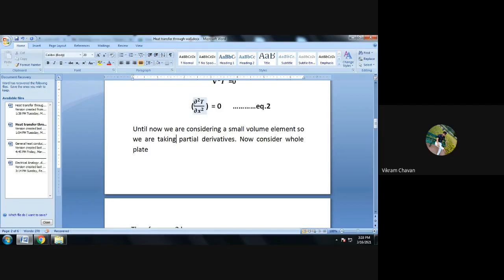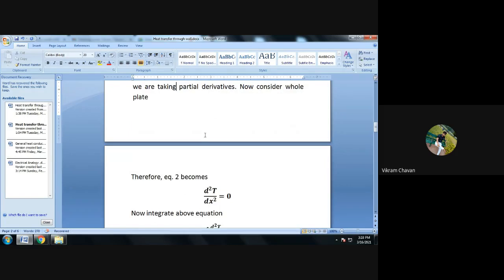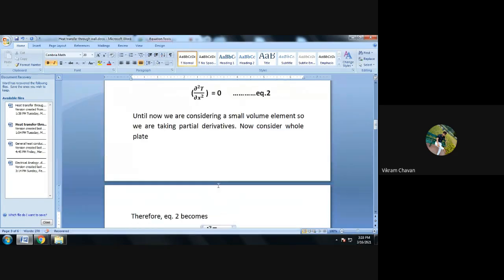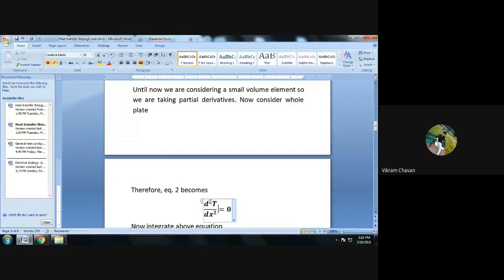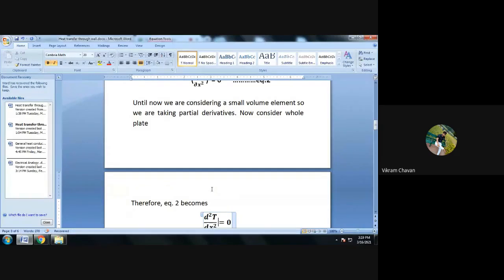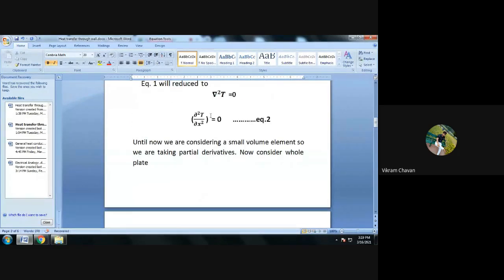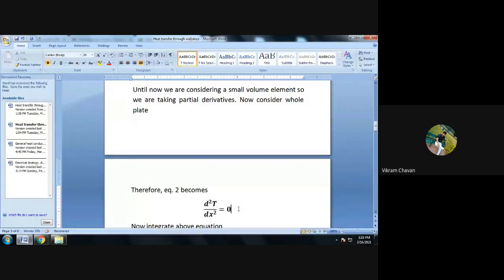So ∂²T/∂x² will be converted into d²T/dx². Why have we converted ∂ into d? Because initially, for the derivation, we considered a very small element, so we could apply partial differentiation. Now we are considering the complete wall, so we convert partial differentiation into complete differentiation. So this equation is converted into this equation. Is there any question or doubt? d²T/dx² is equal to 0.